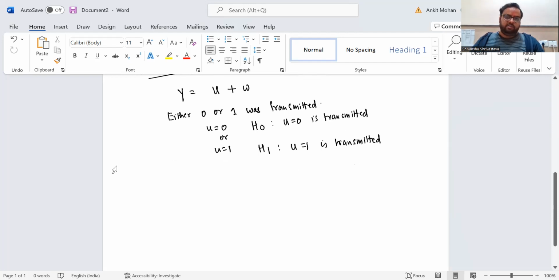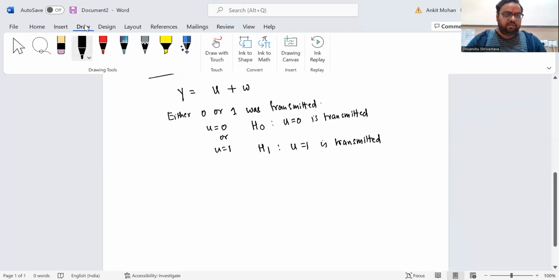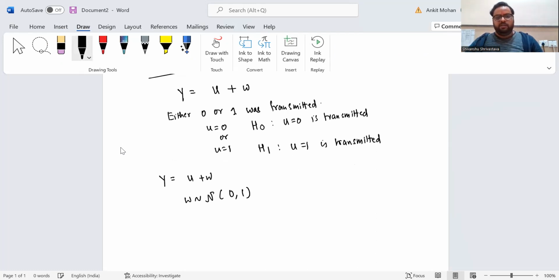Now, when I write this, you can see that Y is equal to U plus W, where W is distributed with a normal distribution. We assume, let us say, that it has a mean of 0 and a variance of 1. It is a standard normal. W, additive white Gaussian noise, is a standard normal distributed random variable.